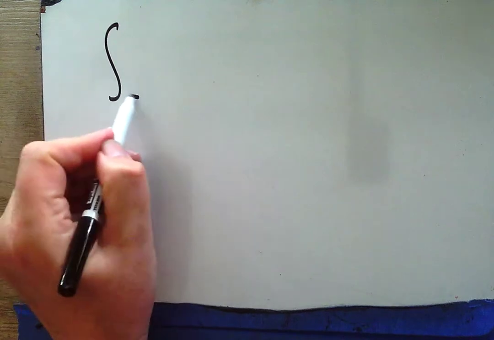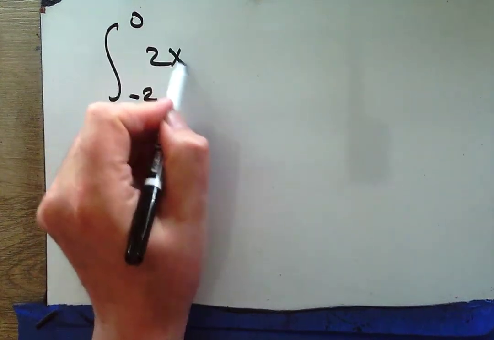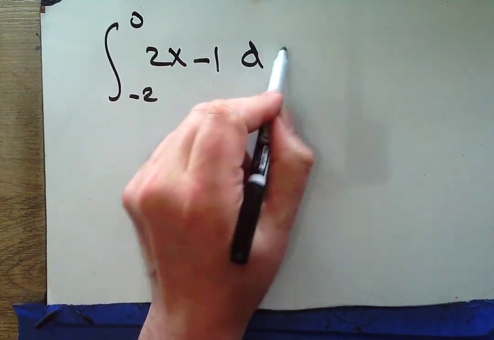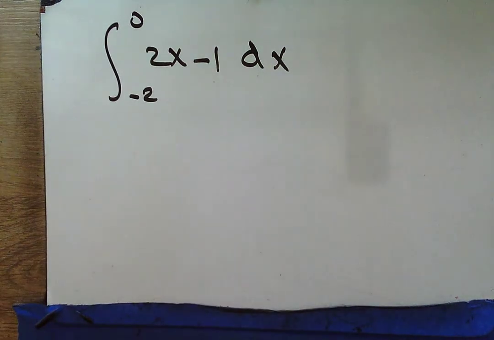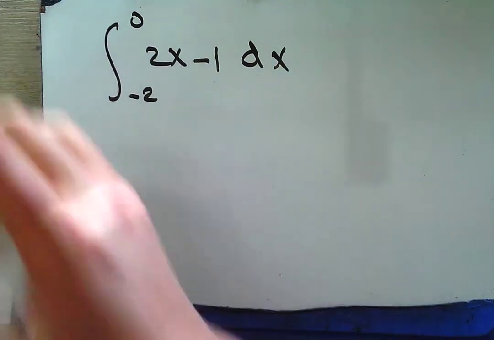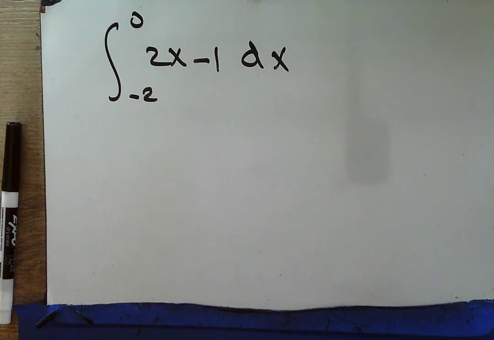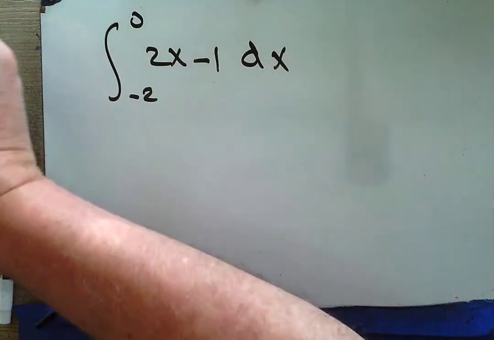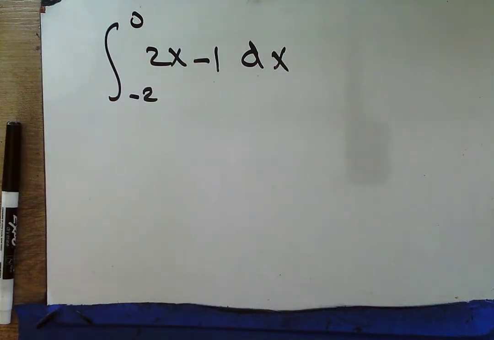Okay. How about this one? The integral from negative 2 to 0 of 2x minus 1 dx. Please don't forget your dx. I'll take off a point every time you do that on a test. Those points add up fast.